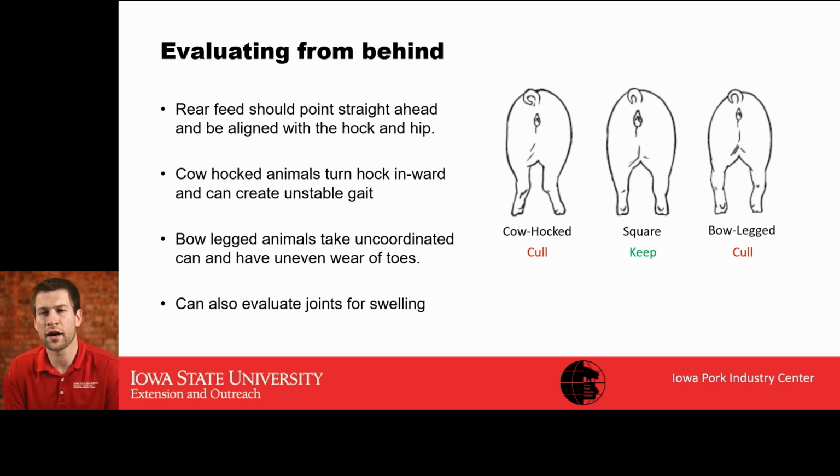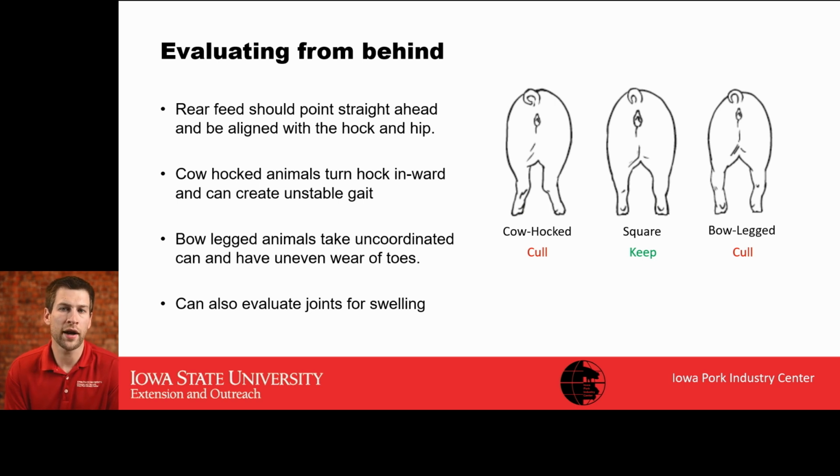And again, as we talked, a lot of times those types of animals will dog sit and maybe not always get up or struggle to get up compared to a normal female in production. Just the opposite then, if we talk an animal that's bow-legged or pushes its hock outside of its skeleton, those ones will also take an uneven, uncoordinated gait, and then will wear uneven on those toes as we're putting different pressure on different toes when we talk about that structure from behind.